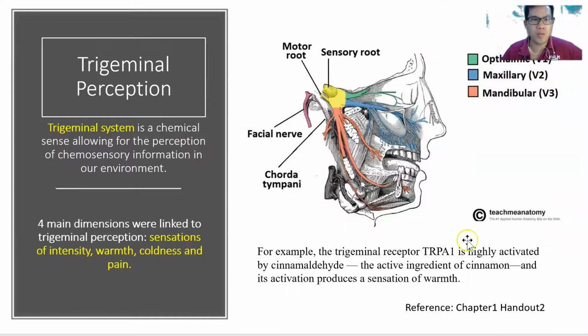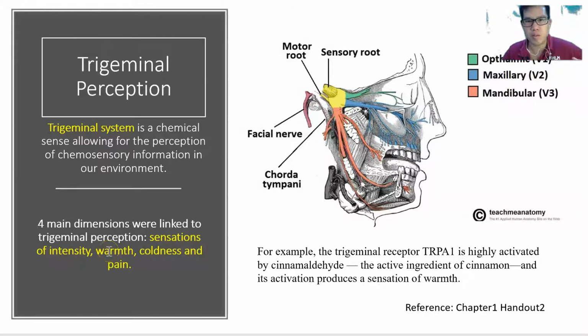Okay, the last one is what we call the trigeminal perceptions. This trigeminal system is made up of these nerves, one of the largest nerves that connects through your whole facial area. It's a chemical sense allowing for the perception of chemosensory information in our environment. It can give you, for example, sensations of intensity, whether it is very strong or weak.